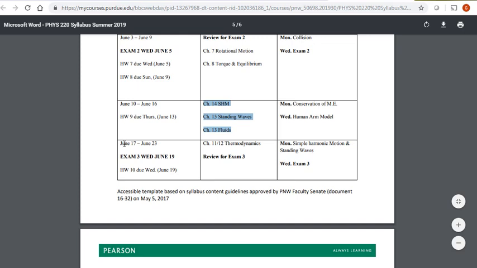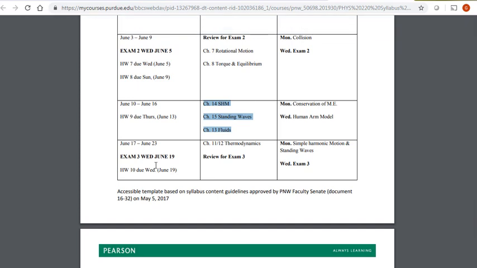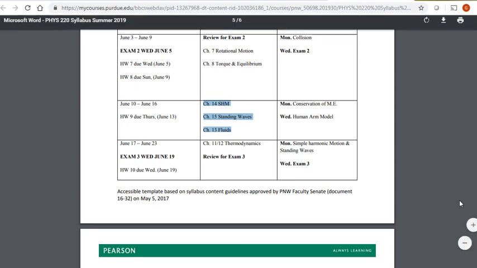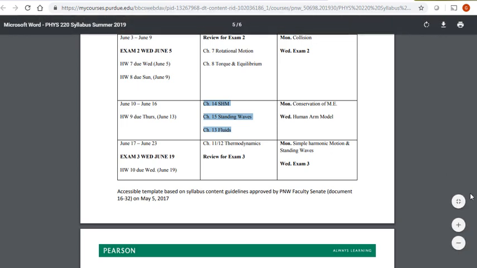Final week, 17th through the 23rd. The third exam is June 19th, which is on that Wednesday. Homework 10 is also due on the 19th. And the final week will cover thermodynamics, which is Chapters 11 and 12. Okay, so that's the schedule.